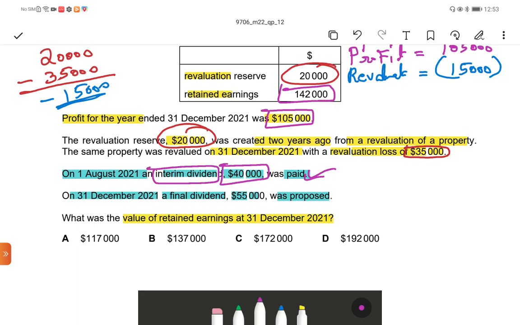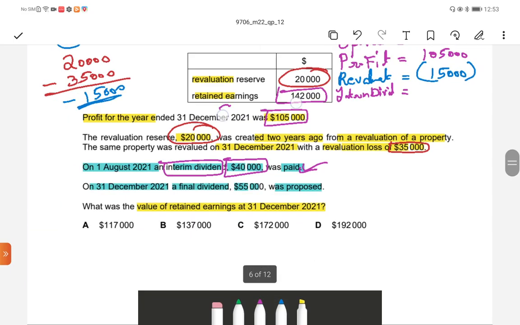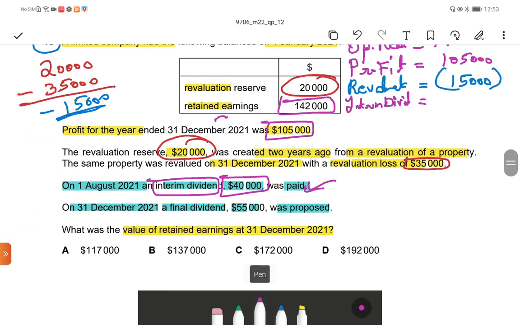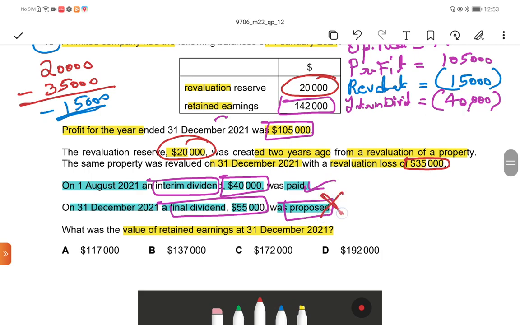So interim dividend paid 40,000. Paid means it is decreasing the retained earning. That also we put in the bracket. Next, 50,000 final dividend proposed. Proposed means the company did not make the payment, they just proposed. So this we need not take.